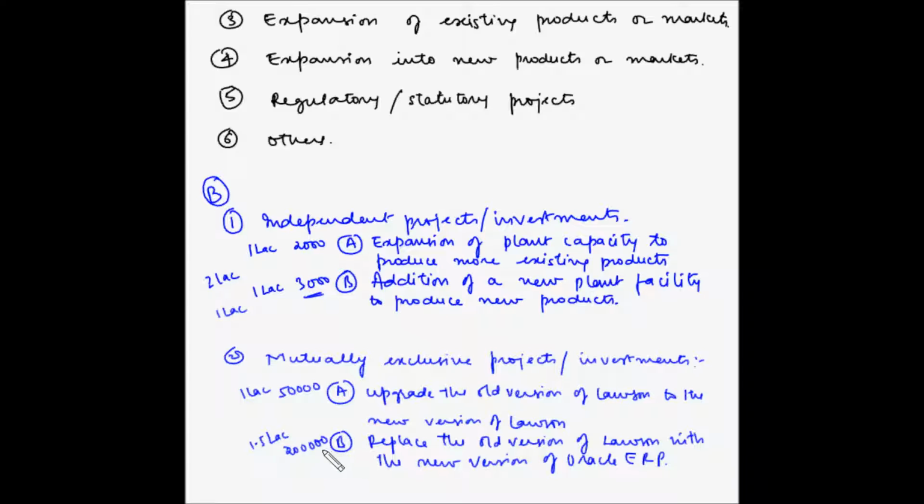Now, even if the company has funds of, let's say, 3 lakh rupees, so this is the budget available or the funds available, and both the projects have positive NPV and both can be done in the same capital budget. However, only one can be selected because both these projects are mutually exclusive.